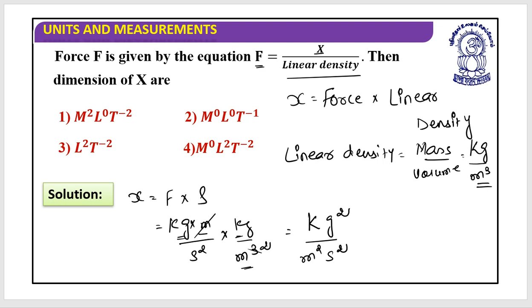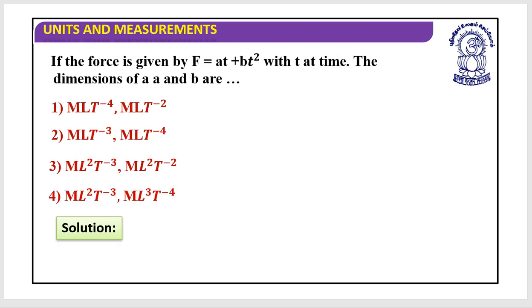Good. Let's move to the next question. They have given us that the force is given as F is equal to AT plus BT square, where T is the time, and they have asked for the dimensions of A and B.